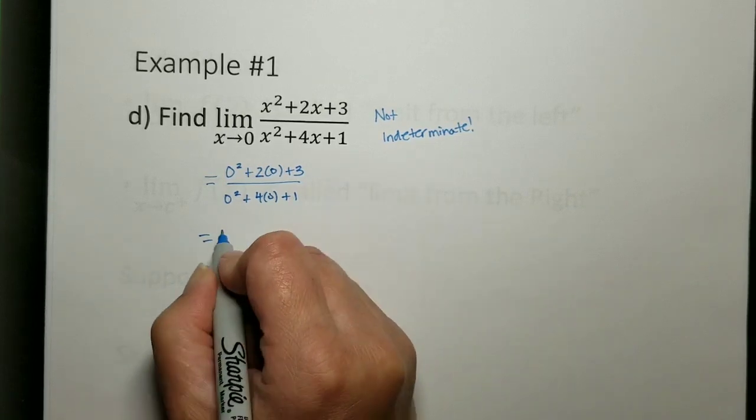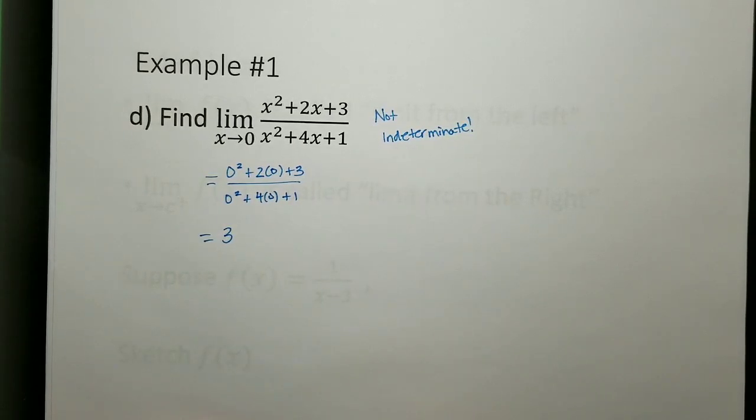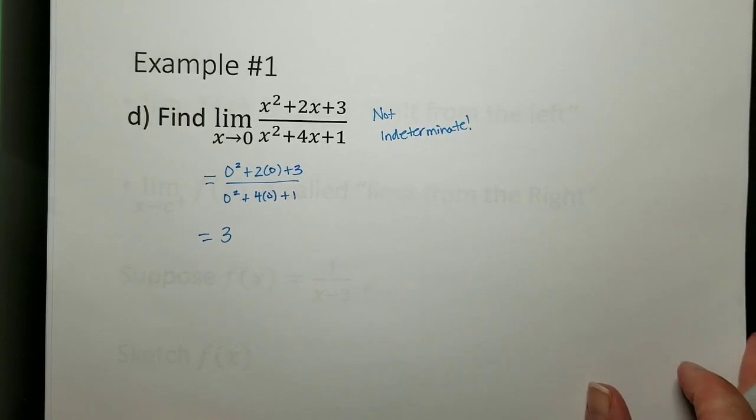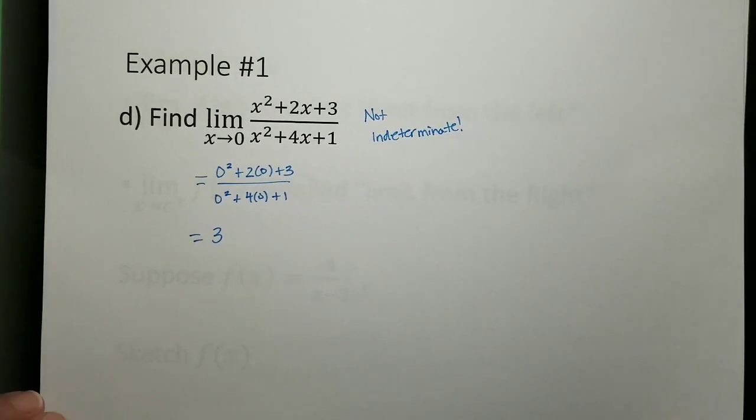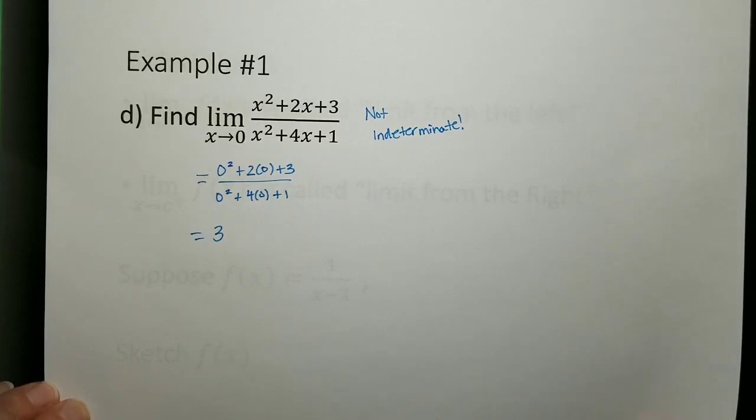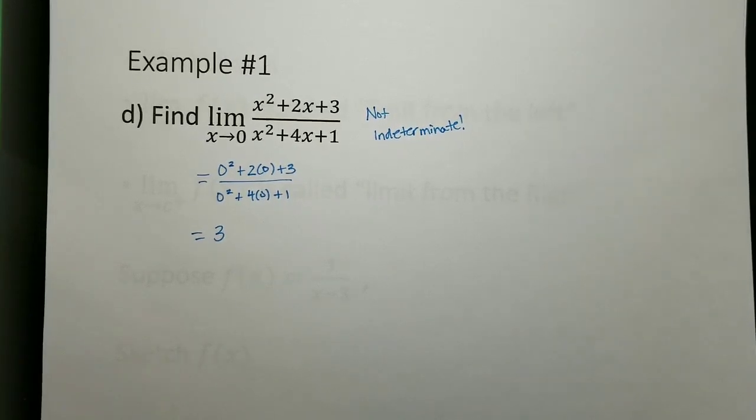And I just get 3 over 1, which is 3. So this wasn't a hole at all in my function. It wasn't a hole. It wasn't an asymptote. It wasn't a restriction. I can just evaluate the limit as x approaches 0, because that function was continuous at 0. So whatever x was approaching there was just the value of that function.